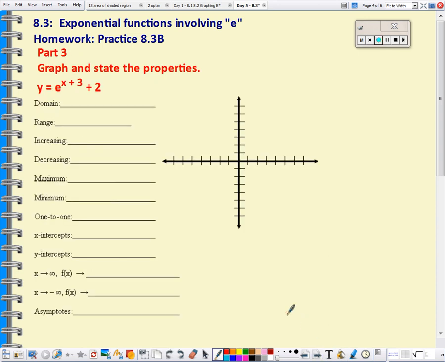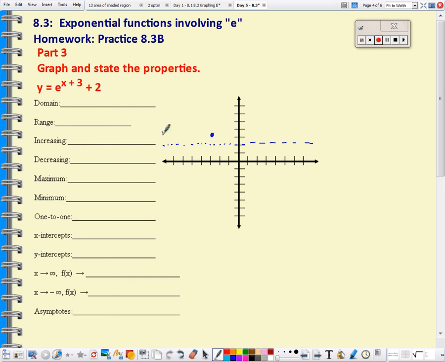Okay, we can also graph with e as our base. So remember, e is approximately 2.7. So if we graph all of our other properties to start, I'm going to start with my horizontal asymptote at 2. I move to the right 3. So normally we go through the point 1. Move to the left 3.